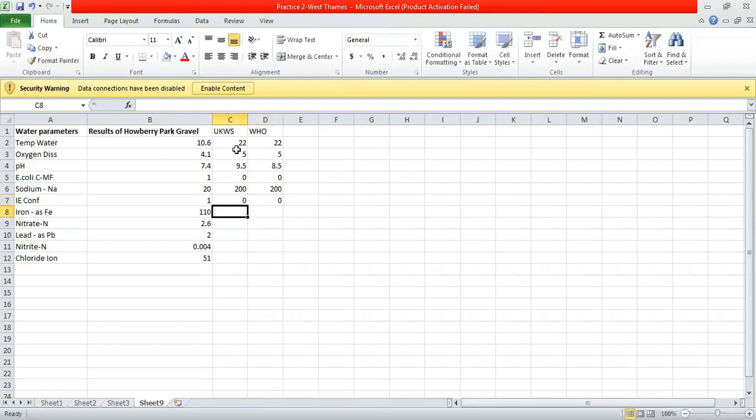Yeah, it's a standard. And then iron. For iron, I think the standard is 200 here, and then we have 300. Okay. And then we have for nitrate, it's 50 and 50. And then for lead, we have 10 and 10.